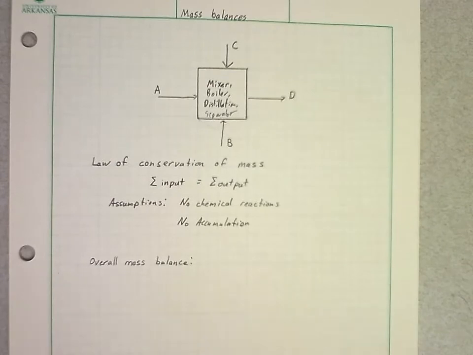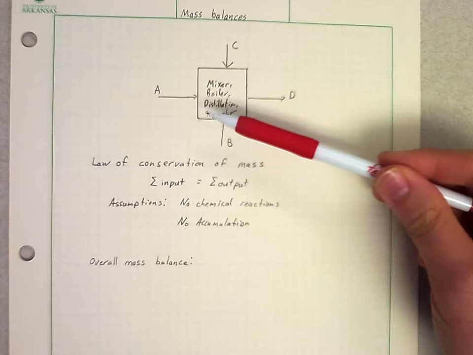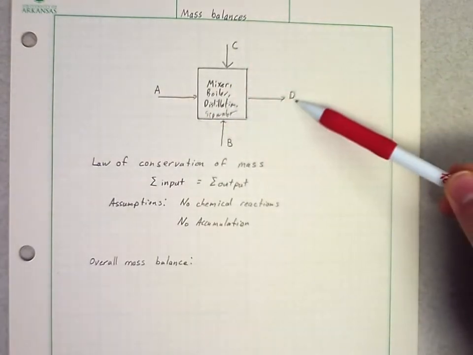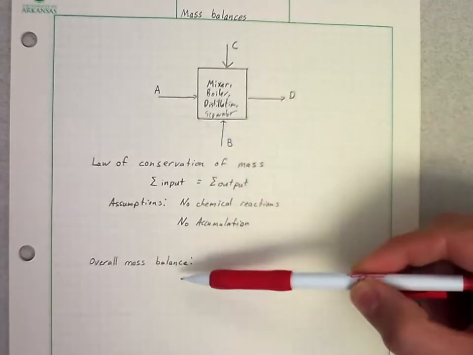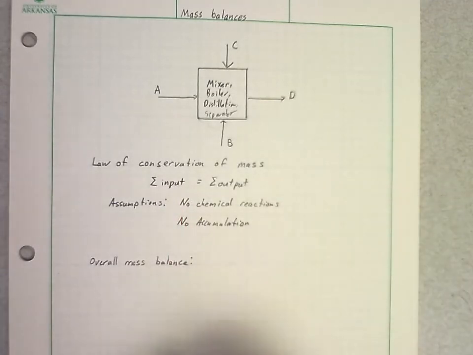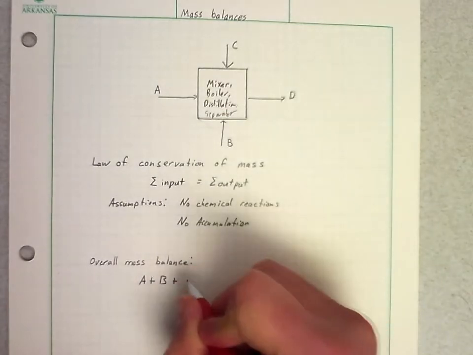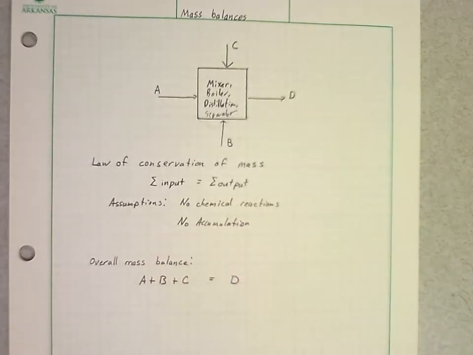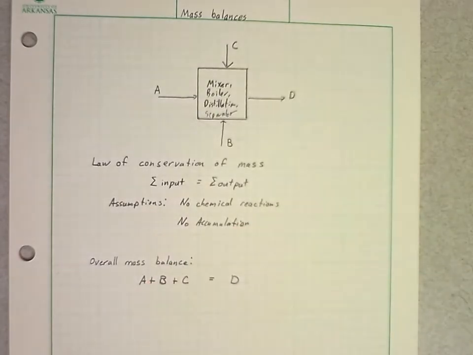So one of the things we can do is write, if we had a diagram like this, where in this case A, B, and C are inputs, and D is an output, that we know the sum of the things going in has to be equal to the sum of the things going out. So we can write an overall mass balance that tells me that the sum of the inputs, A plus B plus C, must equal D. And that can be a useful concept if I knew enough about the three parts there.